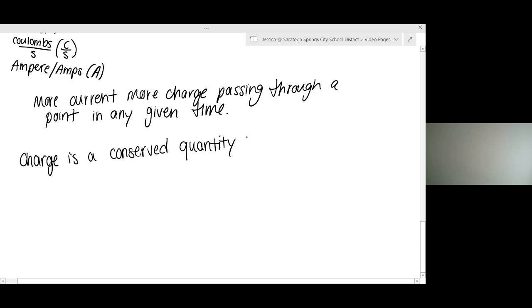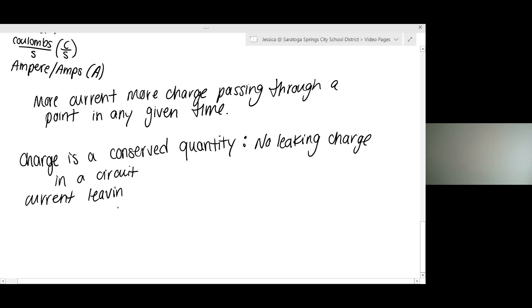Okay. So what this means for us is there can't be any leaking charges in a circuit. Okay. So the current leaving the battery must equal the current returning to the battery.